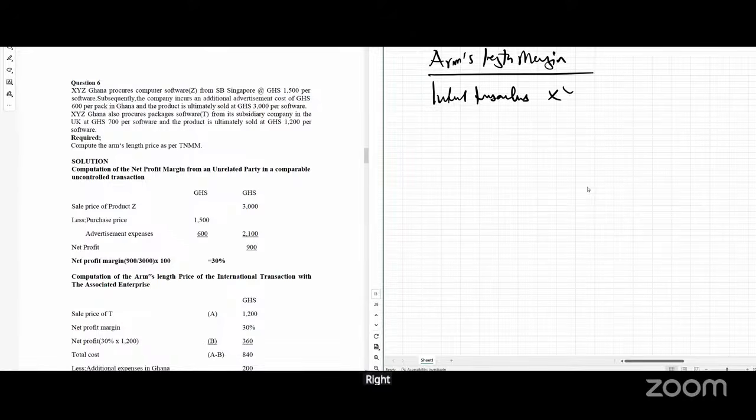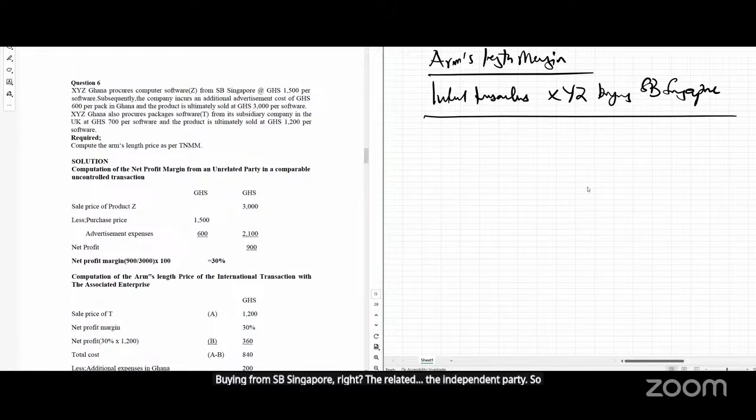Which was XYZ buying from who? Buying from SB Singapore, right? The related, the independent party. So during that transaction, how much did I buy from SB Singapore? 1,500. But I sold it at how much? 3,000. We sold it at 3,000, right?